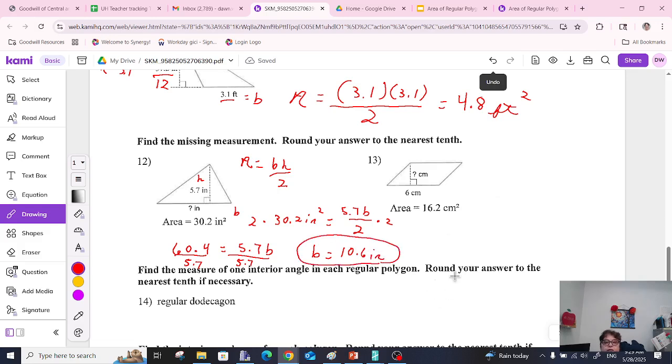Okay, one more. What shape is this one? Parallelogram, which the area formula for a parallelogram is base times height. I'm looking for the height. I have base and I have area. So 16.2 centimeters squared is equal to 6 times h. So I divide by 6, and h is equal to what?